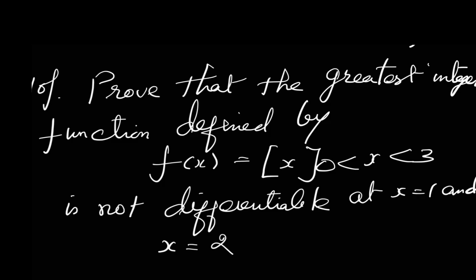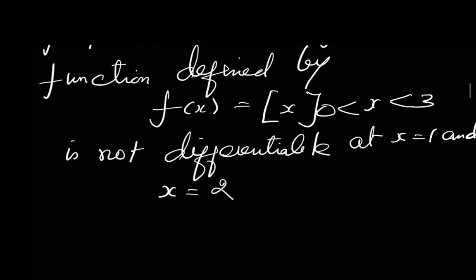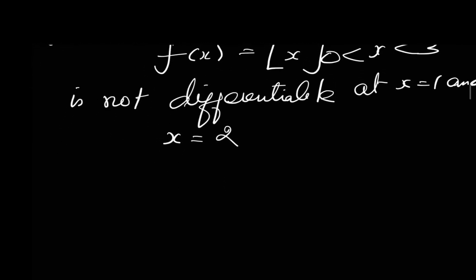See the 10th question. Prove that the greatest integer function defined by f of x equal to the bracket of x, where x lies between 0 and 3, is not differentiable at x equal to 1 and x equal to 2. We have to discuss with the two values.